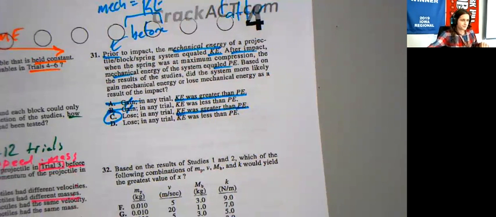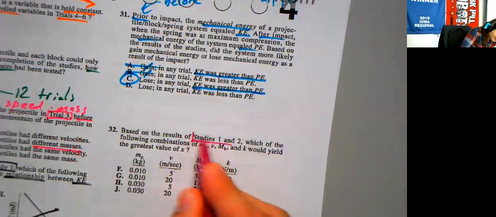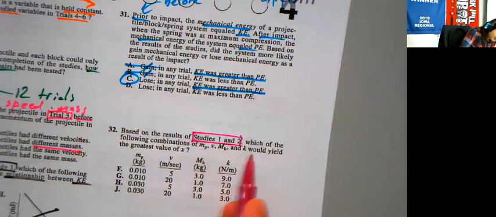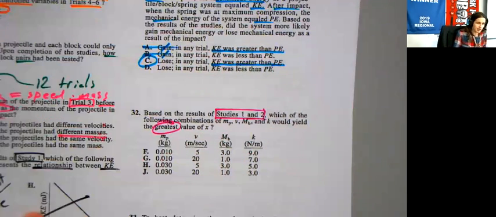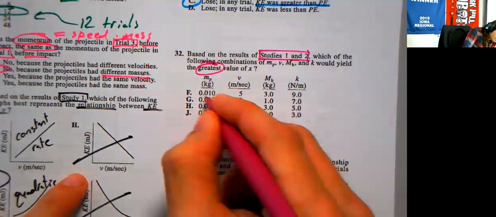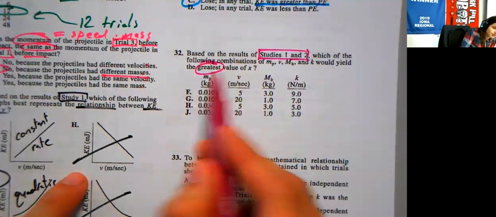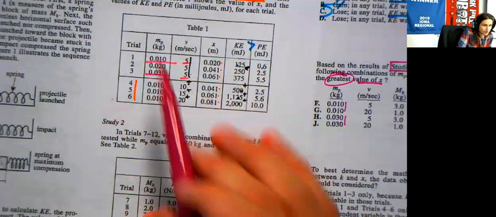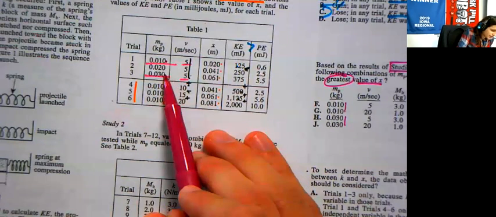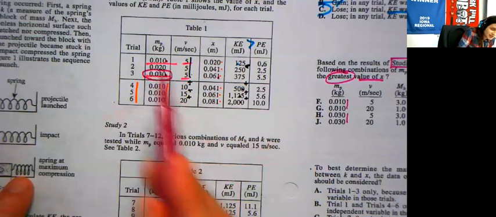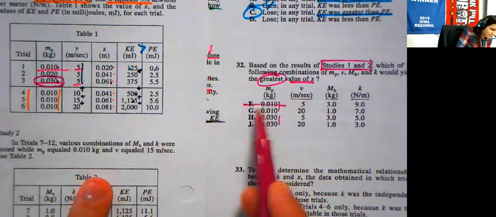2 left for you. Number 32. Based on the results of studies 1 and 2, which of the following combinations of M, P, V, MB, and K would yield the greatest value of X? So I'm going to try and maximize. I look first and say, okay, which one should I pick? Should I pick these two or these two? What's going to make the greatest value of x? I look over here and compare 0.1 to 0.3, and 0.3 has a bigger x. So I know I'm going to want 0.3. So it's not going to be the 0.1. So I can cross out F and G.